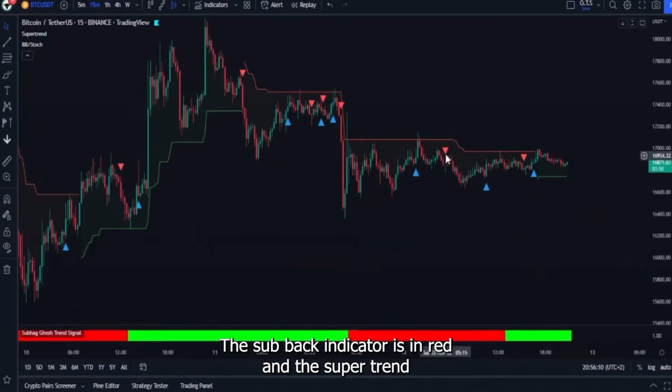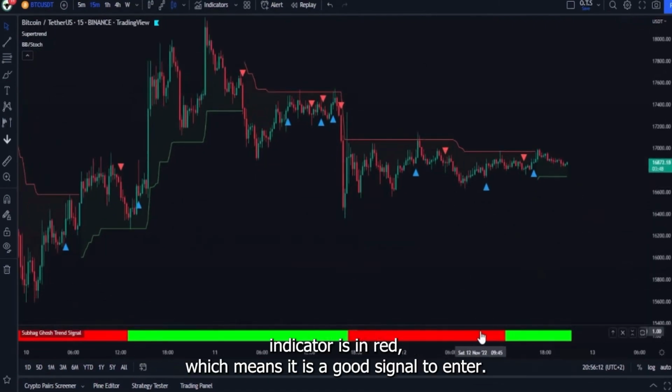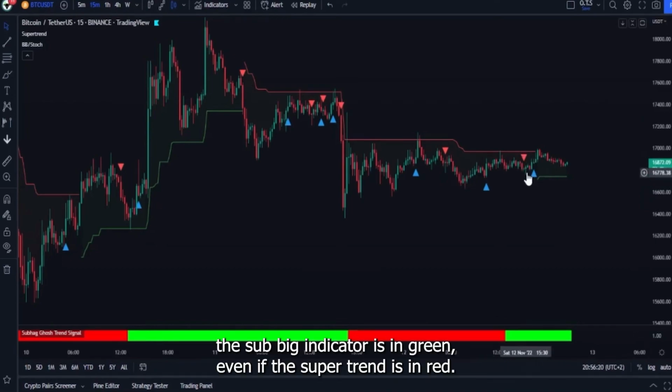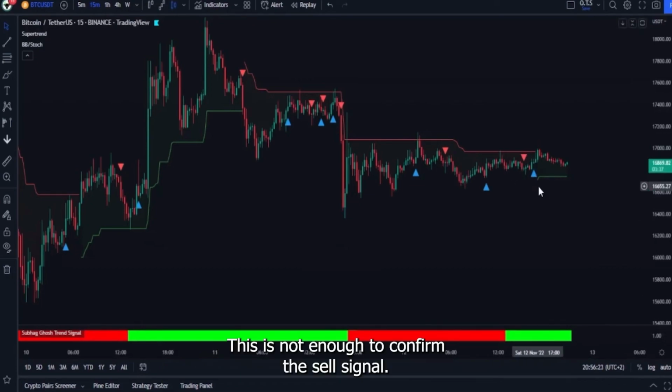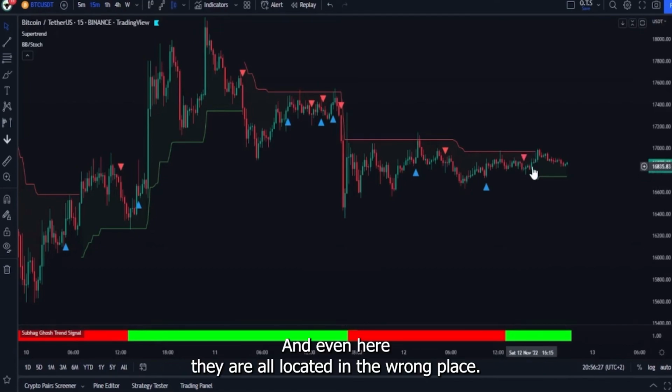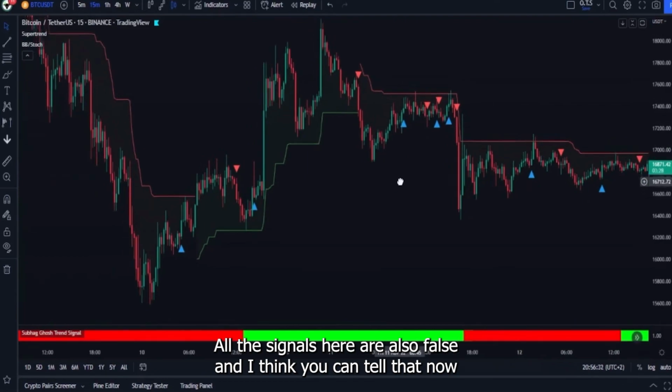The Subag indicator is in red, and the super trend indicator is in red, which means it is a good signal to enter. As for here, we find a sell signal in the wrong place. Here we see that the Subag indicator is in green, even if the super trend is in red. This is not enough to confirm the sell signal. As for here, the opposite happens. Here too. And even here, they are all located in the wrong place. All these signals here are also false.